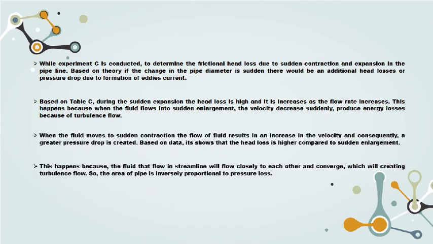When the fluid flows into a sudden contraction, it will result in an increase in the velocity and consequently a greater pressure drop is created. Based on the data, it shows that the head loss in the sudden contraction is higher compared to the sudden enlargement head loss. This happens because when the fluid streamlines flow closely to each other and converge, it will create a turbulent flow. So the area of the pipe is inversely proportional to pressure loss.